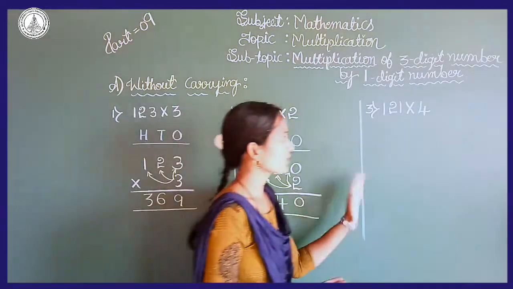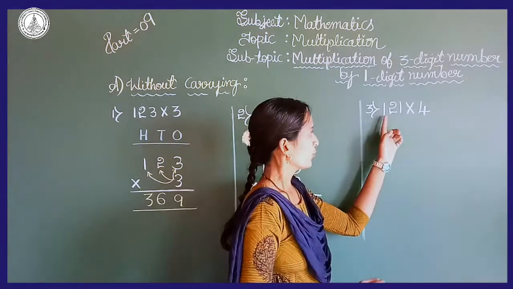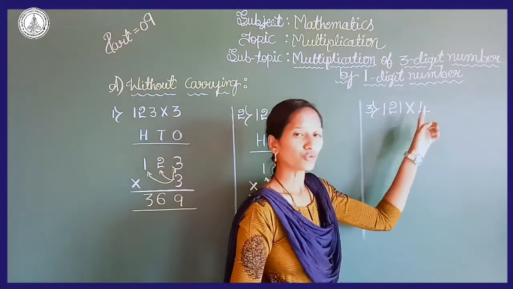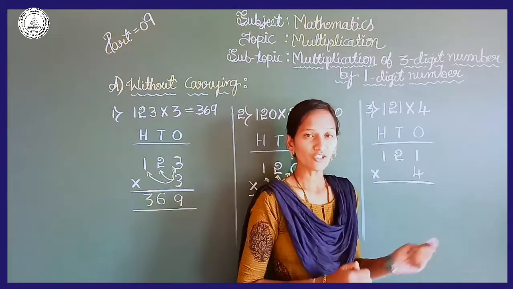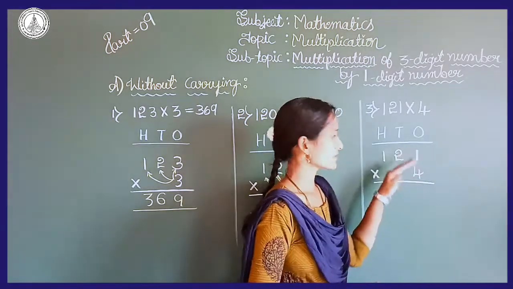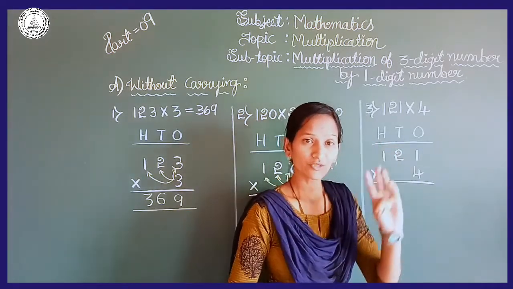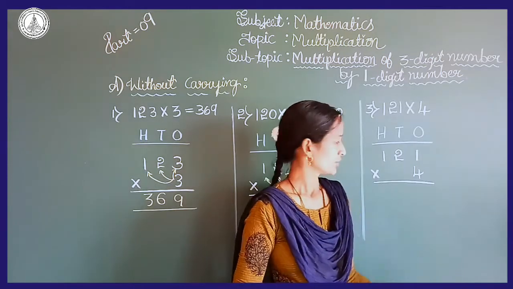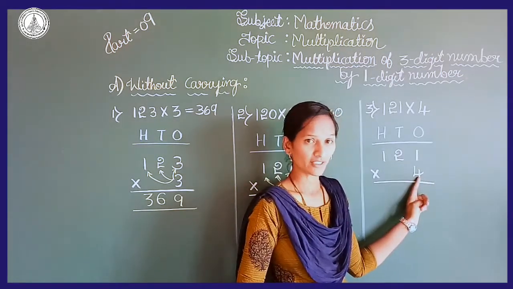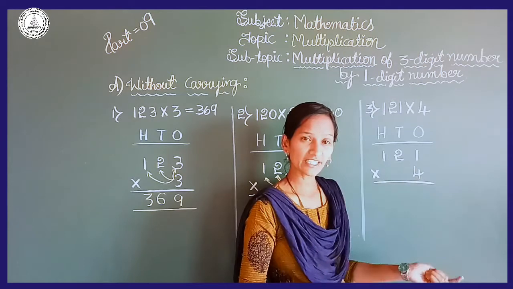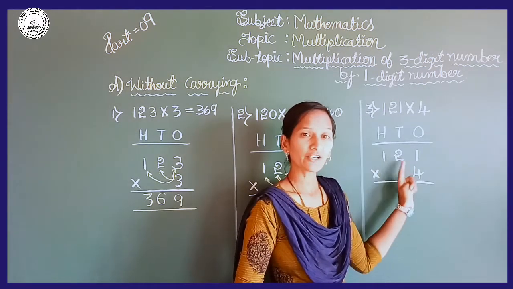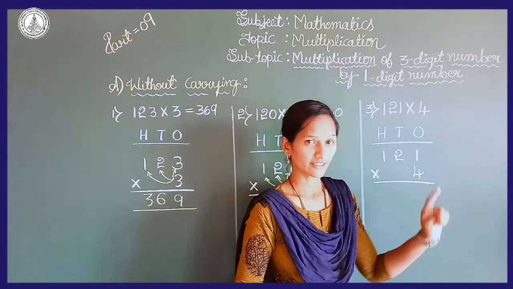So now come to the last problem, that is 121 into 4. Yes, all of you look here. So first I already wrote under the columns of hundreds, tens and ones. So which is the multiplier here? So 4 is the multiplier. So which is the multiplicand here? 121 is the multiplicand. Right?